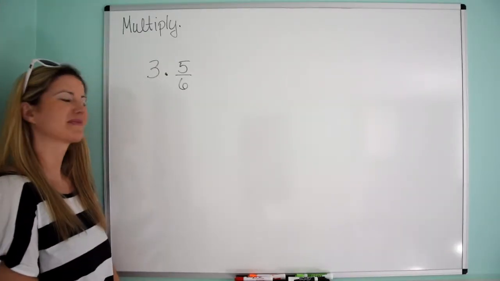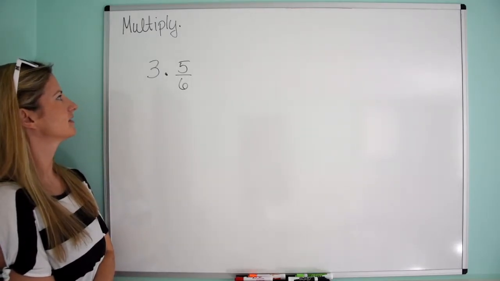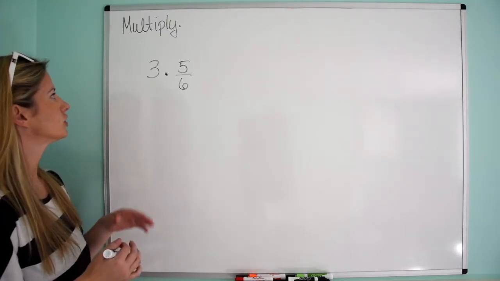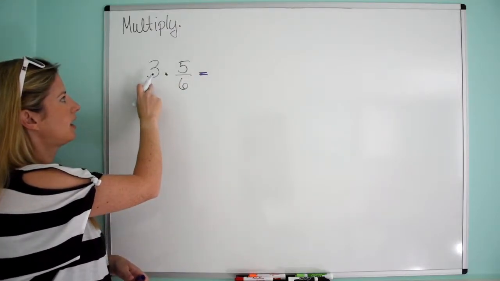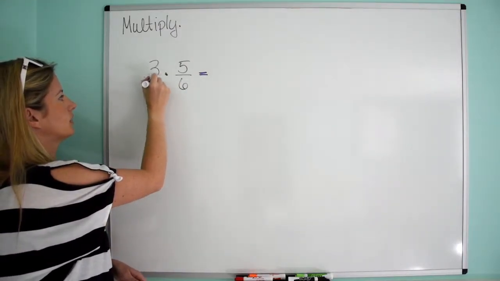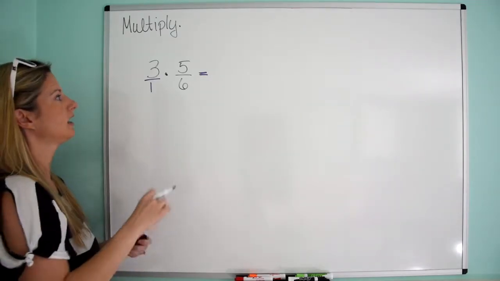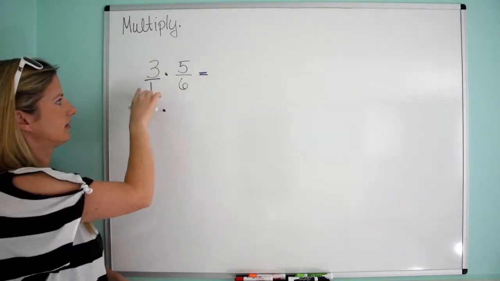Let's try this problem. So we are going to multiply 3 and 5 over 6, so 3 times 5 over 6. Okay, so a lot of students like to put in placeholders when they see an integer. You know, that's really 3 over 1, and sometimes that's helpful, and if that's helpful to you, I want you to do that. So then because we're just multiplying, we've kind of created a second fraction here.